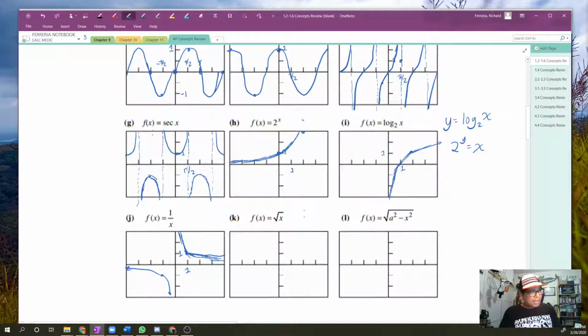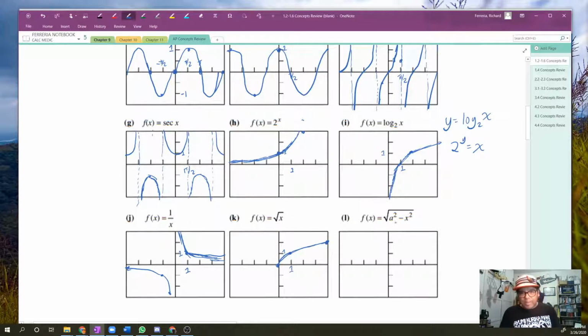Square root of x, we all know that. That is going to be half of a parabola that is sideways. So this goes through the point 1, 1 and through the point 4, 2; when x equals 4, y is equal to 2, and it also goes through 0, 0. So here is that half of a sideways parabola.